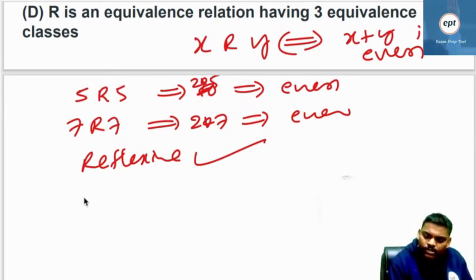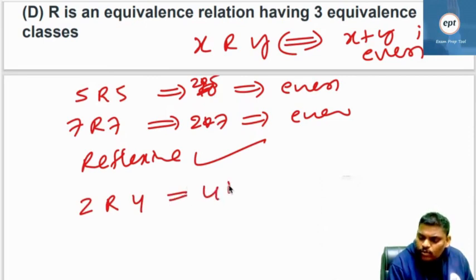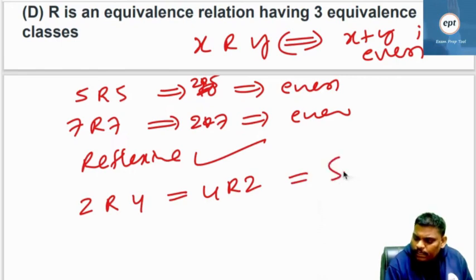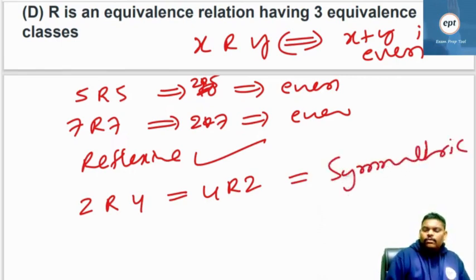One more thing, see this one. 2 is related to 4 because the sum is even, and 4 is also related to 2. So it is symmetric. 2 related to 4 because even, 4 related to 2 also. It is symmetric.